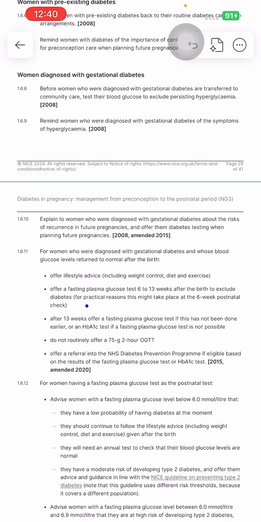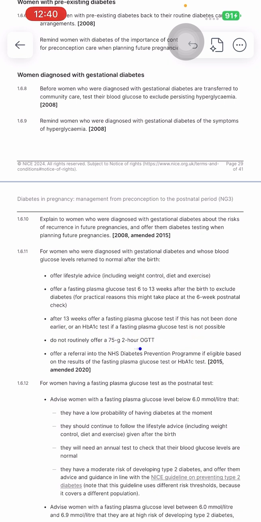So you have to advise her that she should come at 6 weeks postnatal, and we will advise her to do her fasting blood glucose level. And now, or after 13 weeks, offer a fasting blood glucose if it has not been done earlier, or an HbA1c test if a fasting glucose test is not possible. So if the patient has not come at 6 weeks, then you have to offer her at 13 weeks. And if the fasting test is not available, you offer her HbA1c.